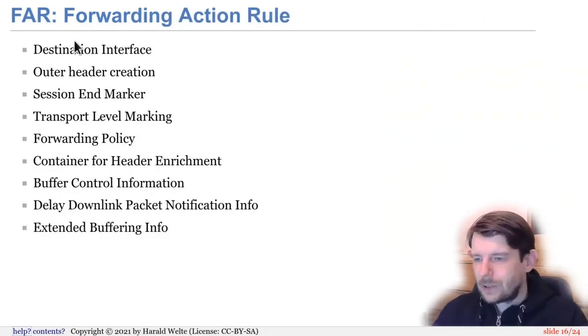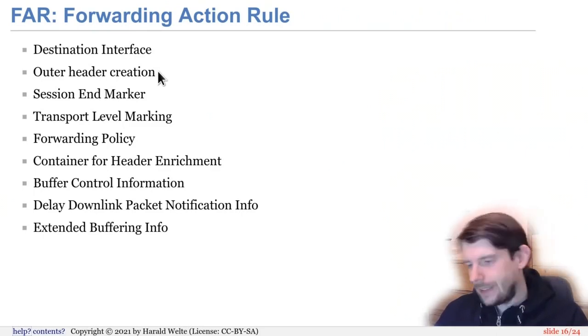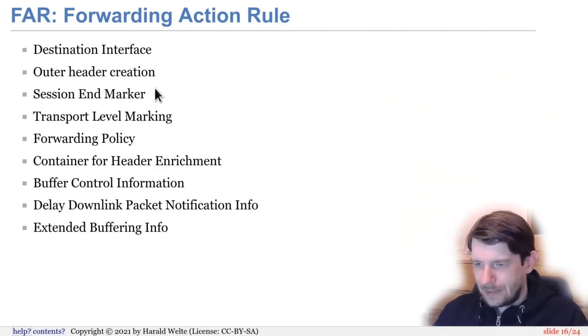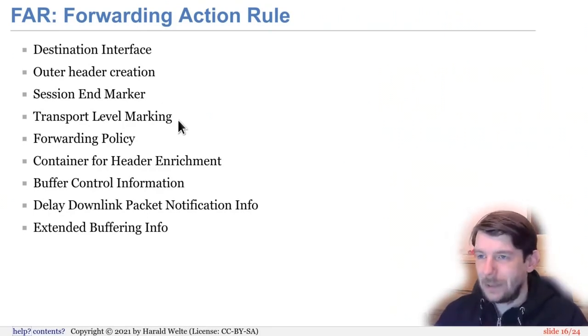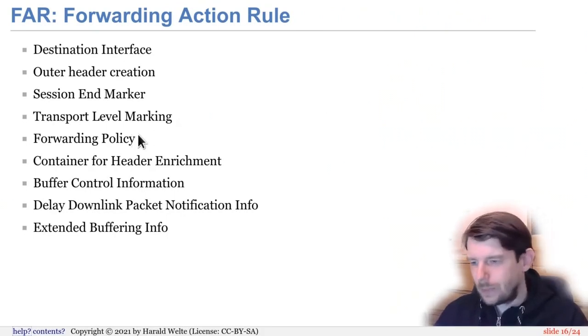The forwarding action rule then contains information on what to do with the packet, including information to which destination interface, the network interface, it shall be forwarded, whether or not we should create a new outer header and with what parameters, whether or not a session end marker is to be included in that header, some transport level marking. I haven't looked at it in detail, but the name implies probably QoS bit settings on the IP header and so on. The policy, whether or not to forward or to buffer or something like that.